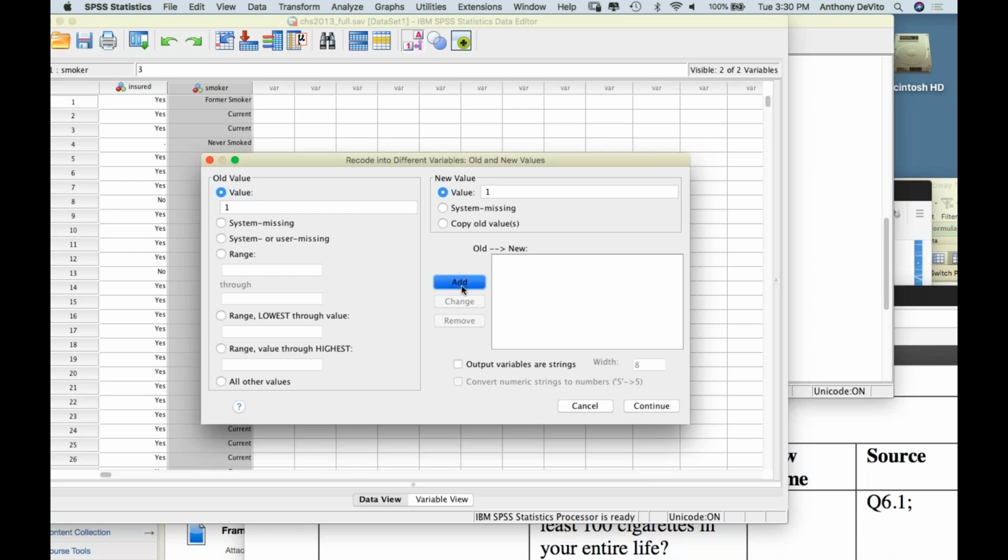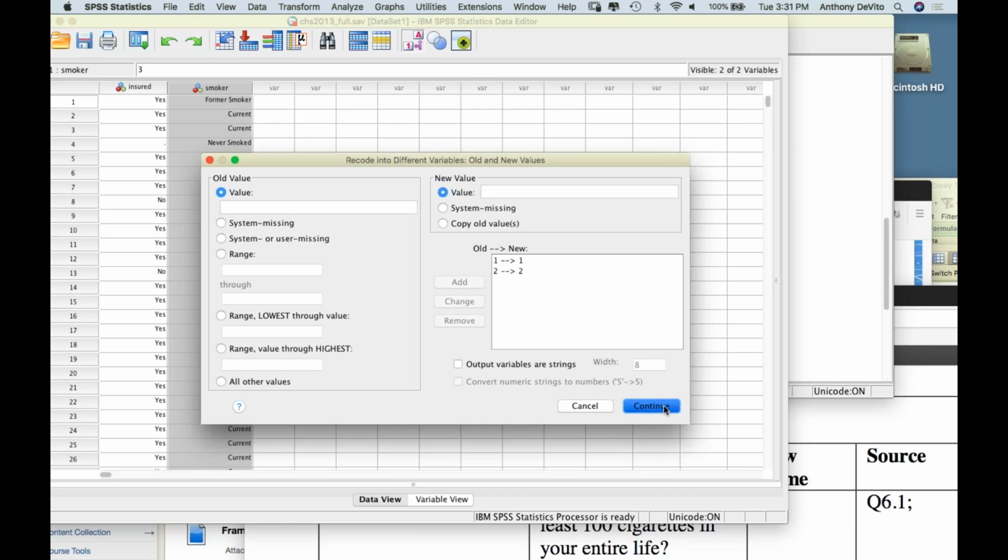Let's see. Add. And if the old value were, what was the second one? Was it never smoked or was it anybody? Can anybody tell me? Was it 2, never smoked, or current smoker? I think 2 was never smoked, right? 2 is a 2, never smoked. Add. Okay. And then 3, I'm not going to transfer over. I'm not going to give it a value in the new one.